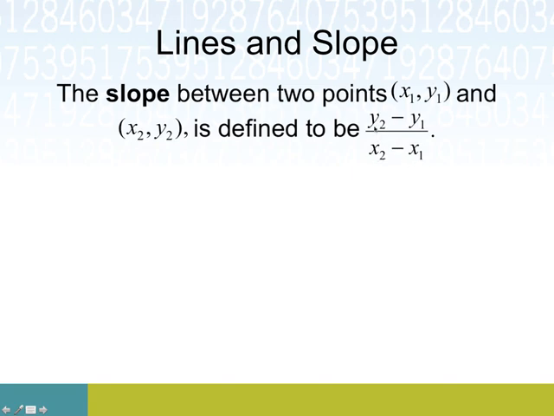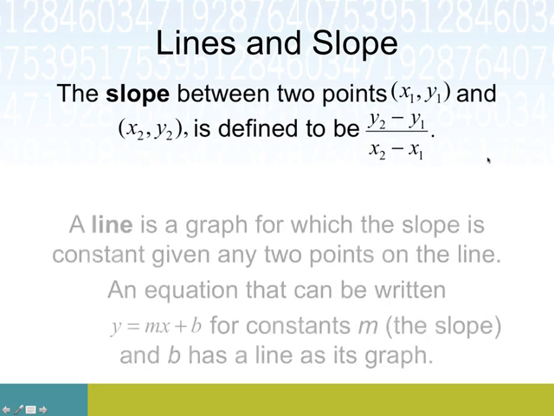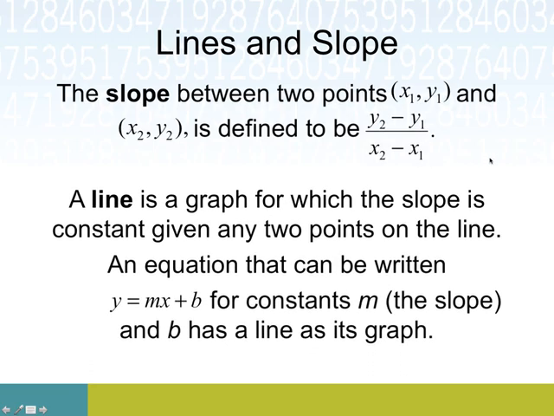And then B, the second thing that we have to keep track of is that whatever order we pick, we do them in the same order on top and bottom. So if you notice, x2 and y2 come from the same point, and x1 and y1 come from the same point. As long as we do the subtraction in the same order on top as we do on bottom, we're going to get the same correct slope. So a line is a special graph for which the slope is always the same. It's constant. No matter which 2 points you pick, x1, y1, and x2, y2, you'll always get the exact same slope on a line.